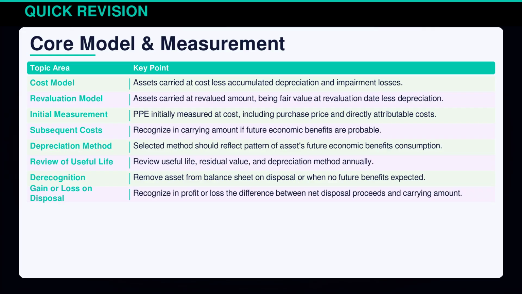Understanding the core models and measurements is essential in applying Indian Accounting Standard 16 effectively. The cost model involves carrying assets at cost minus accumulated depreciation and impairment losses. Alternatively, the revaluation model uses fair value adjustments. Initial measurement includes all necessary costs, while subsequent costs are capitalized if they bring future benefits. Regularly review useful life and revise depreciation methods. Derecognition occurs on disposal, impacting profit or loss through recognized gains or losses.